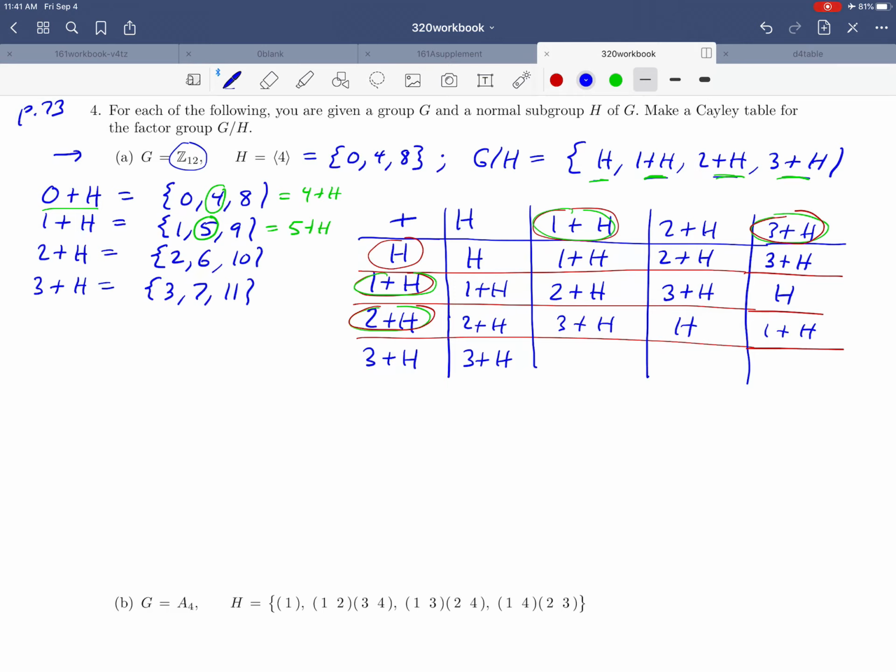And you kind of get the idea. If you fill in the rest of these, here's what we're going to get. I'll let you check me on these last few entries. And we have completed our Cayley table. So there's how the operation of coset addition works in this factor group.